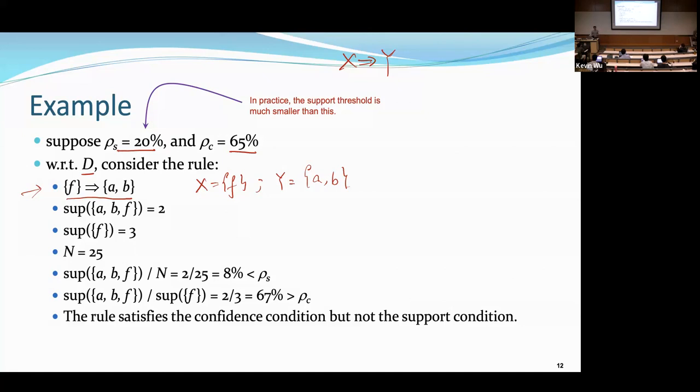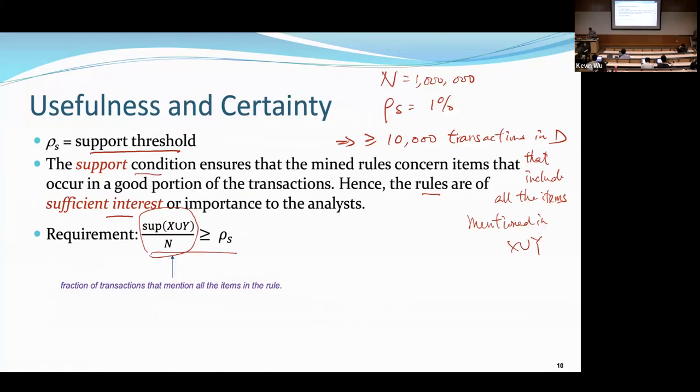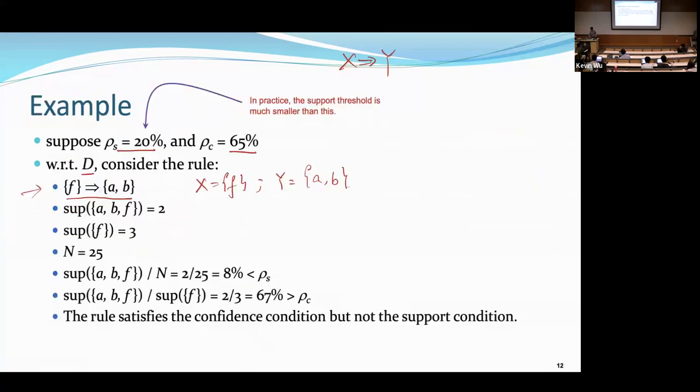What about the second requirement, which is the support requirement? What we need to do is to obtain the support count of X union Y. That is to say, in the data set D, how many transactions contain X union Y? X union Y is ABF. If you look at the toy example data set and count, you'll find that there are 2 transactions in the whole data set that contain ABF. And therefore, the support count of ABF is 2.